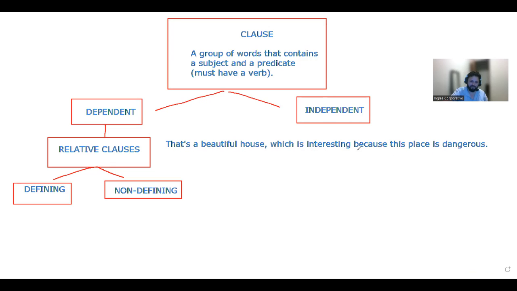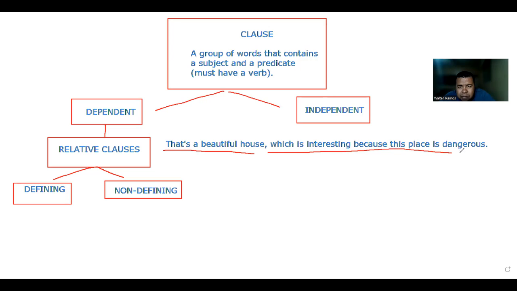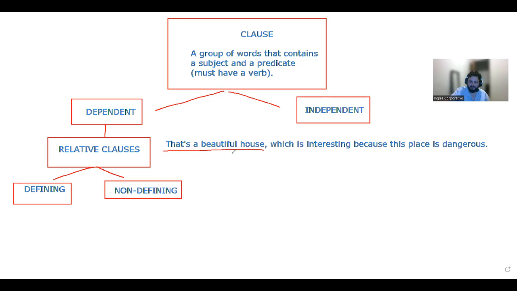So I want you to tell me something. How many clauses do we have here? Two. We have two. Where's the first one? That's a beautiful house. And where's the second one? Which is interesting because this place is dangerous. Are you 100% sure, guys, that we have two? Because remember, it's several words, a comma. All right, so number one is here, right? Yes. Okay, so this one is number one.